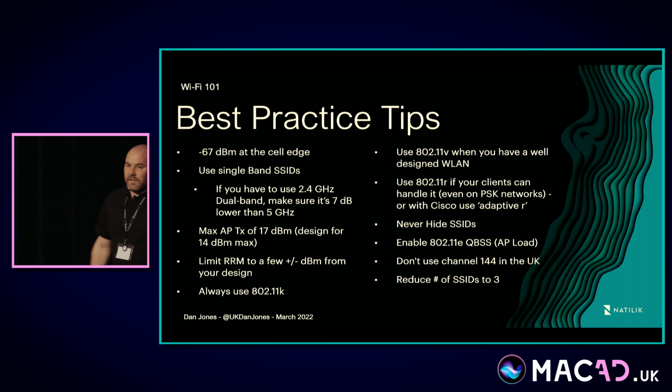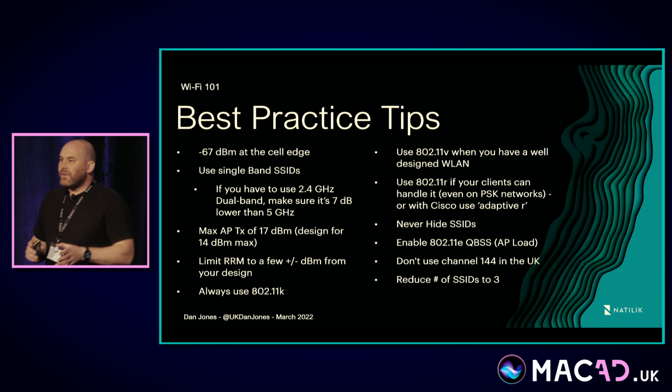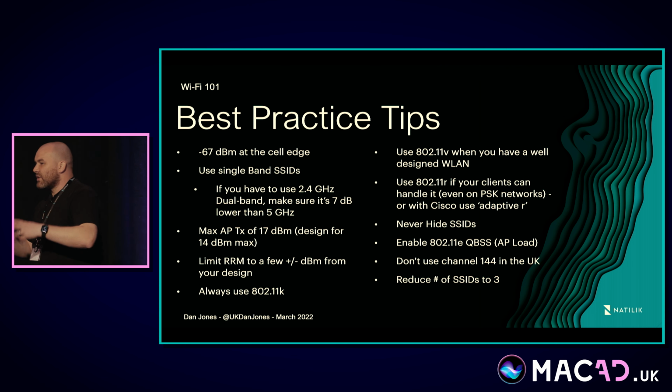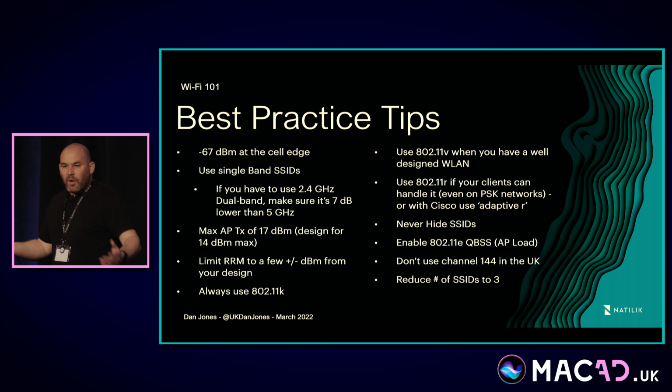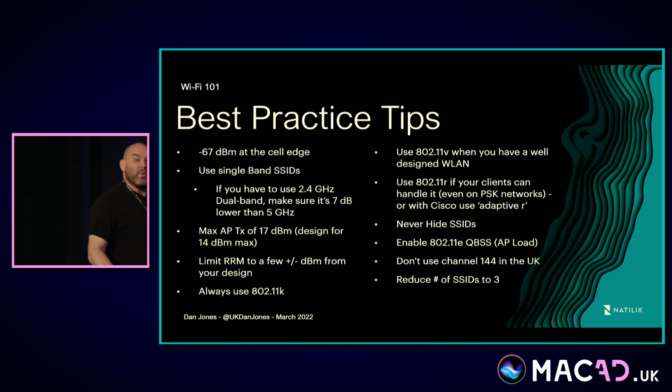Always use single band SSIDs, do not use dual band. If you've got a 5 gigahertz capable device, you want it using 5 gigahertz. You do not want it using 2.4. So create a separate 2.4 SSID that's called IoT or legacy or slow or don't use this, it's rubbish. And just make sure that your 5 gigahertz capable clients are on 5 gigahertz.